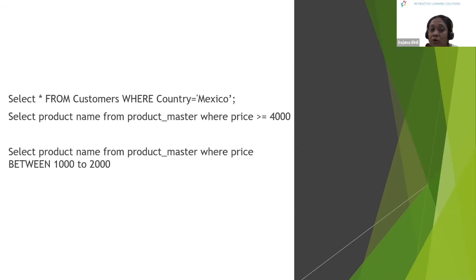Along with the where clause, you can also use a between clause. If you want to specify a range, you can say select product name from product master where price is between 1,000 to 2,000. So that's a between clause.